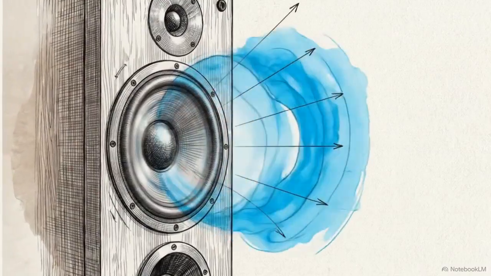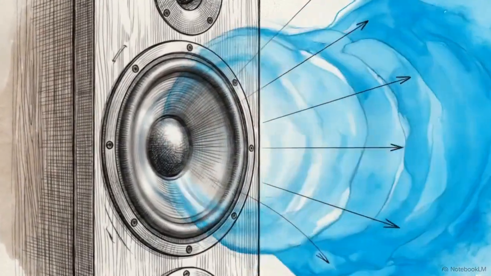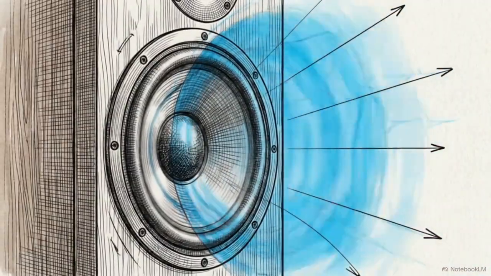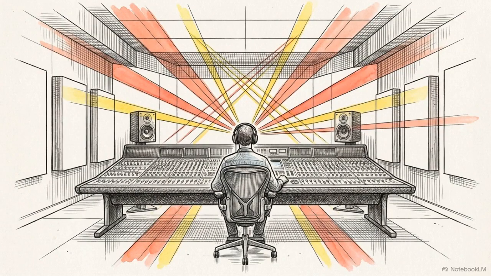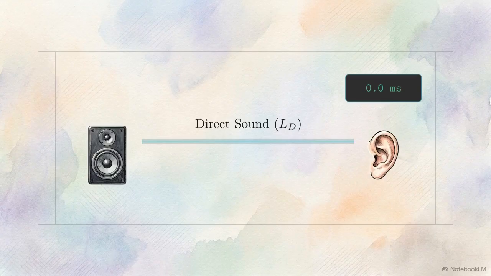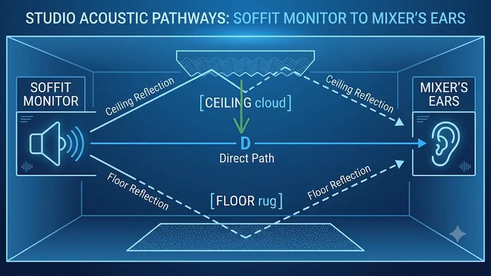When a monitor speaker fires, it pushes a massive wave of concussive acoustic pressure outward into the room. At the mixing desk, the sound you hear is a composite of that initial signal and the energy colliding with the architecture around you. The primary wave that travels in a straight, unobstructed line from the speaker's tweeter directly to the listener is the direct sound. This reaches the ear first at time 0.